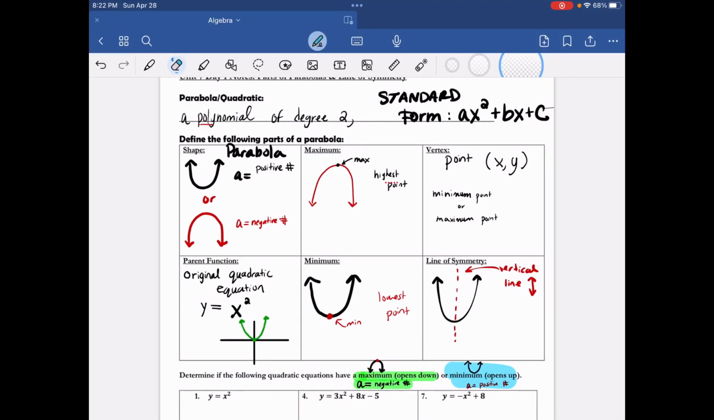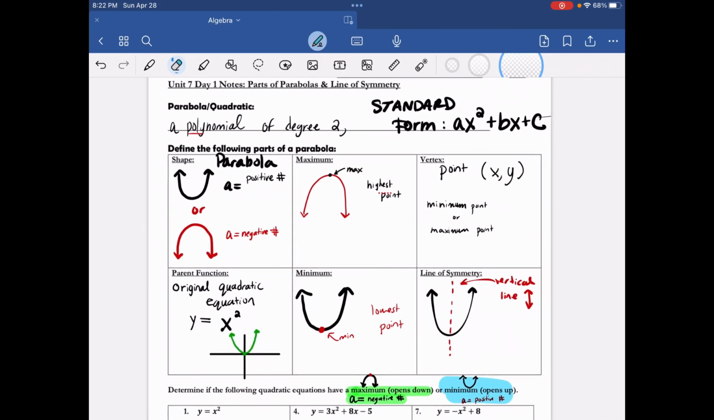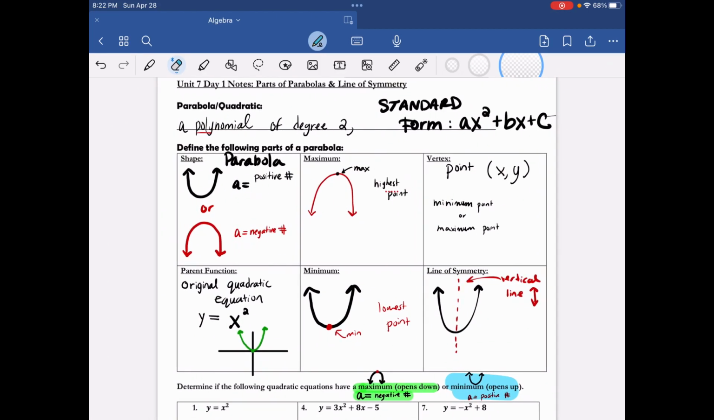Okay guys, so if you were absent on Monday, we did cover quadratics, so I'm just going to go over it really quick. You could pick up the worksheet or just write this down on a separate worksheet, write down the vocab, write down the definitions, and then turn it in and show it to me to get your points.